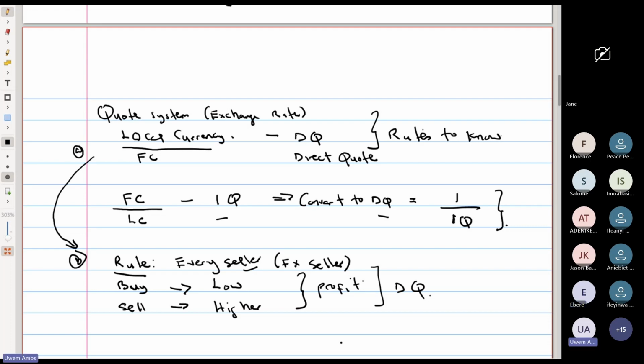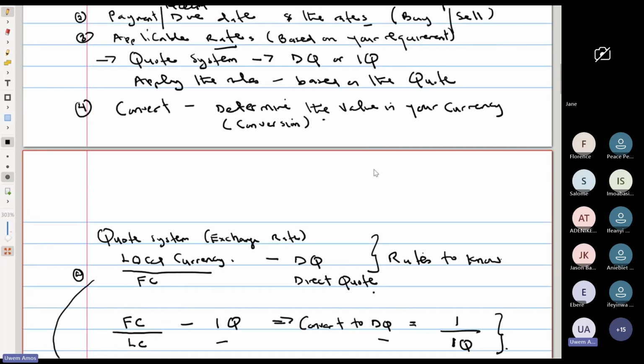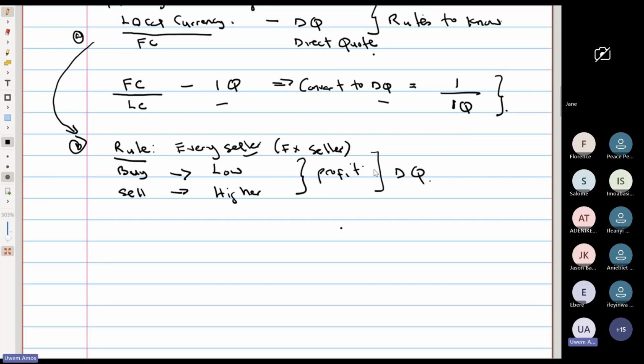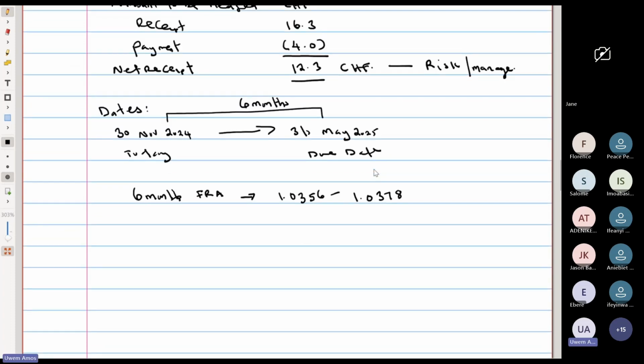The FX dealer is buying your Swiss franc from you. Will they buy from you at a low rate or a high rate? They'll buy from you at a low rate because they need to sell to someone else at a high rate to make a profit. So they're going to buy it from you at a low rate and sell it to someone else at a higher rate. So the applicable rate would be the low rate. Let's go back to our question. Which of the two values there is our low rate? Yes, this is our low rate.